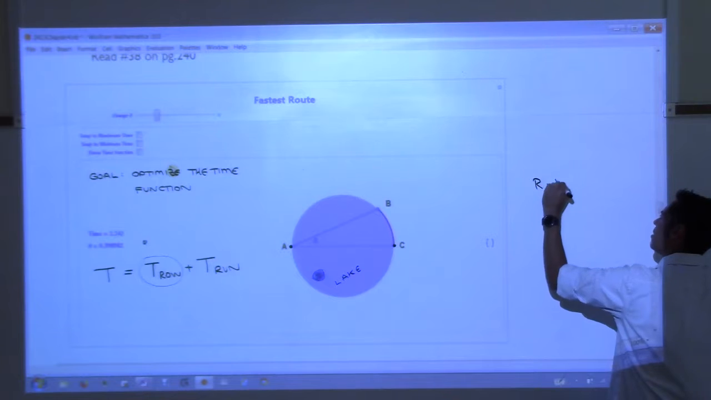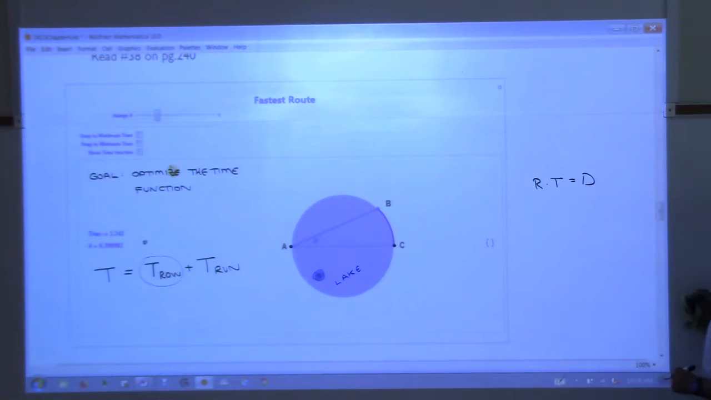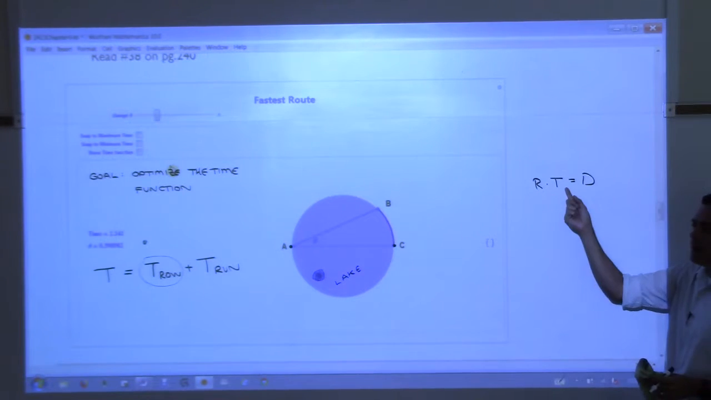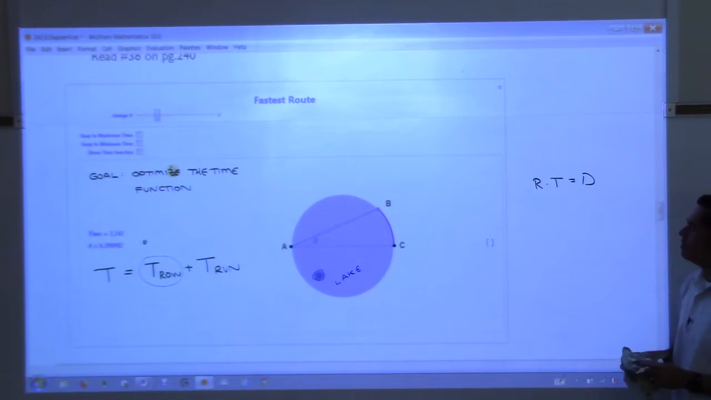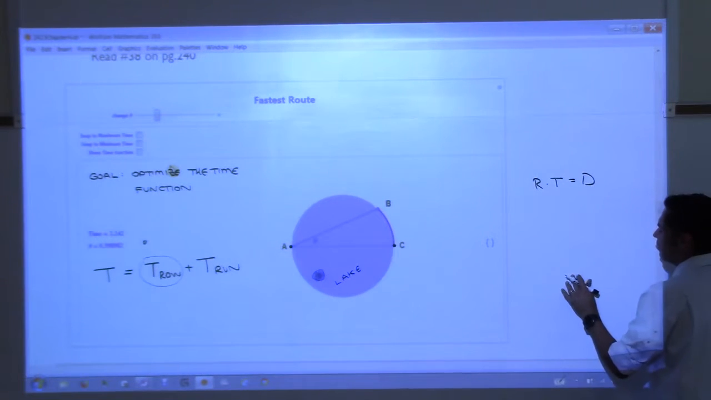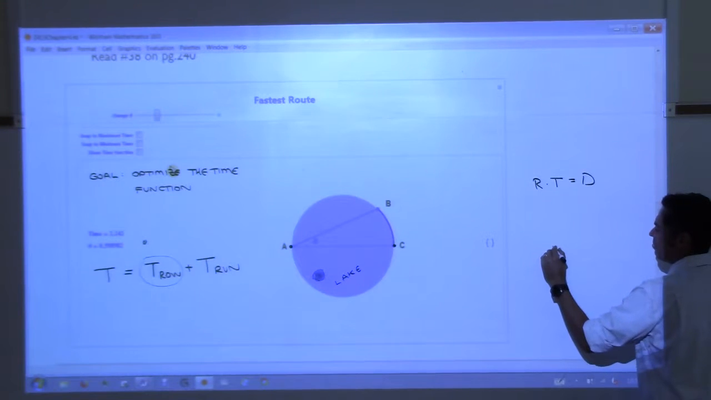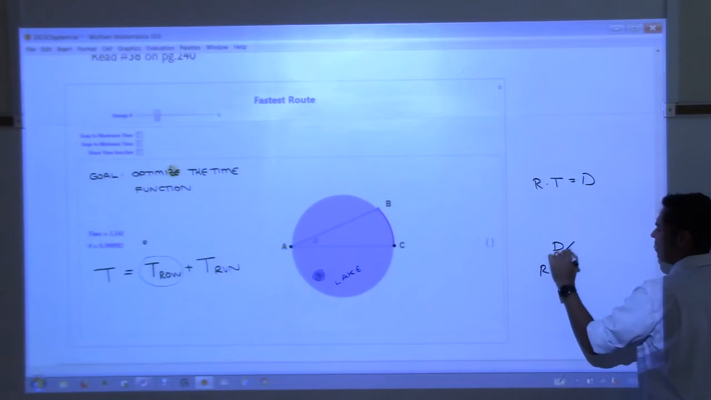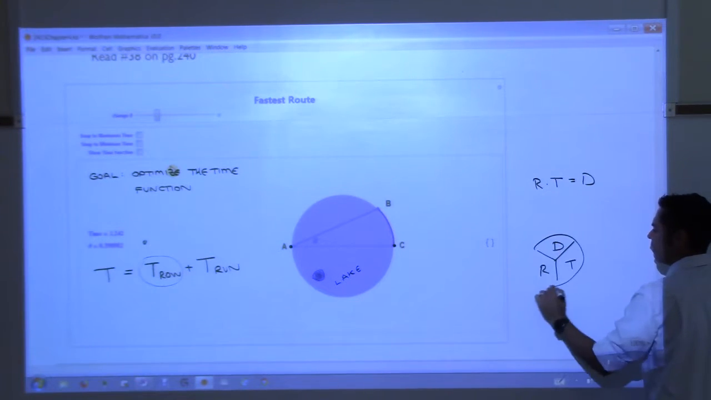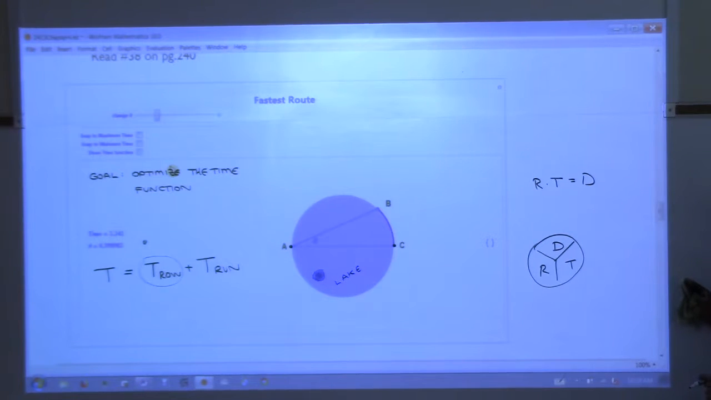Rate times time equals distance, doesn't it? You know this formula? Rate times time equals distance. If you're traveling 50 miles an hour for 5 hours, you're going to travel, right? You multiply the two. I'm sure you may have seen something like this. I've seen these like cool little circles. Have you all ever seen something like that? That might be wrong, actually.